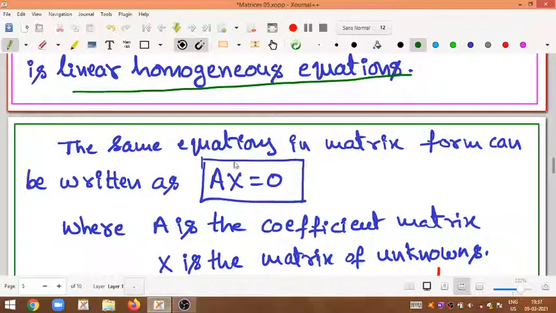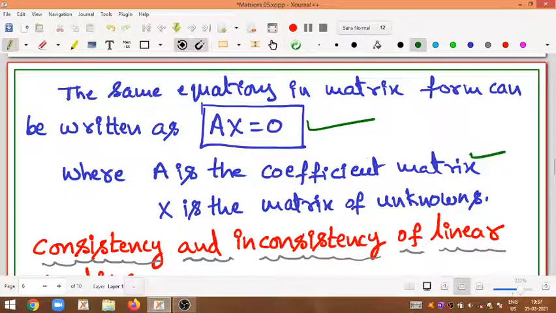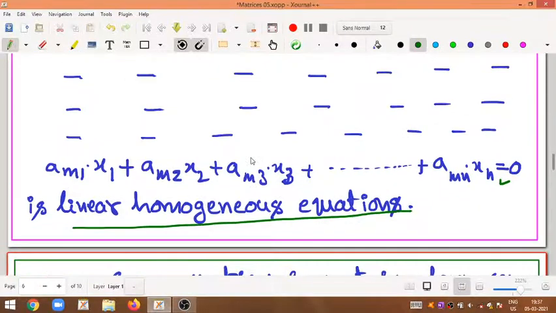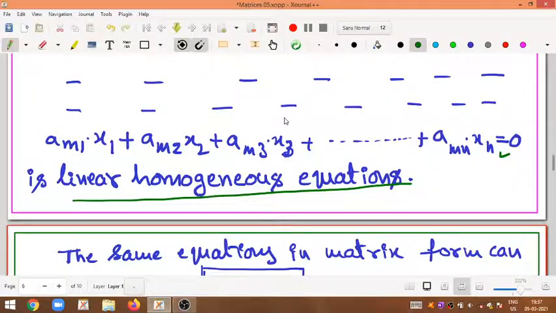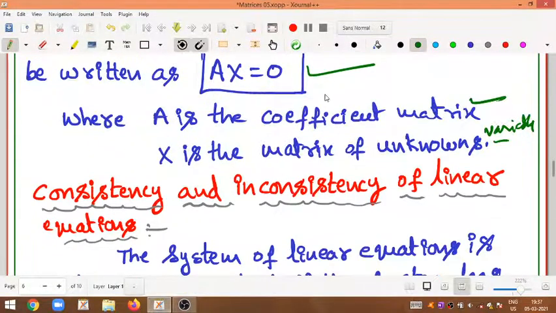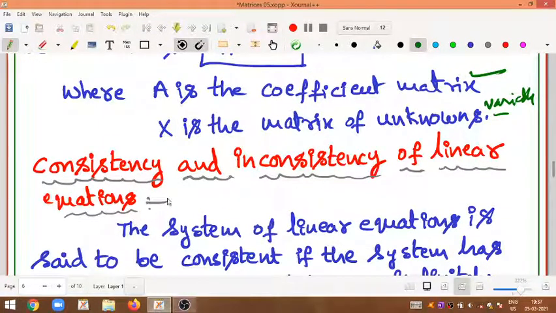The same equations in matrix form can be written as AX is equal to 0. Here D is equal to 0, where A is called the coefficient matrix and X is called the matrix of unknowns or variable matrix. This is about homogeneous and non-homogeneous equation definitions. Now we move on to the consistency and inconsistency of linear equations.